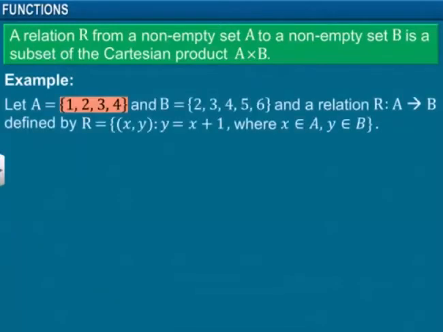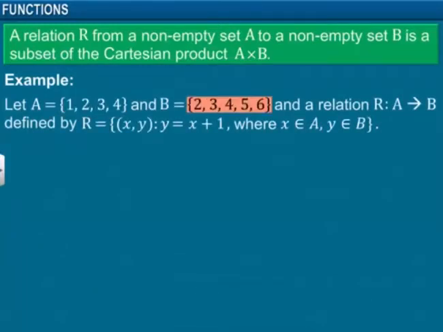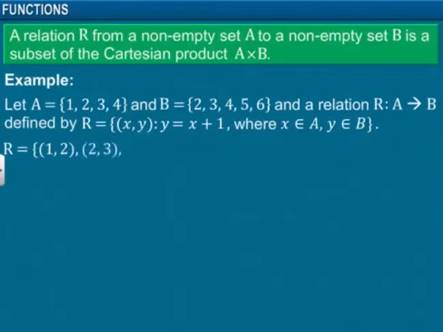Let A and B be two sets as shown, and let R be a relation from set A to set B defined by the set of ordered pairs (x, y), such that y is equal to x plus 1. It implies that R is a set having ordered pairs (1, 2), (2, 3), (3, 4), (4, 5), which is a subset of the Cartesian product of A and B.